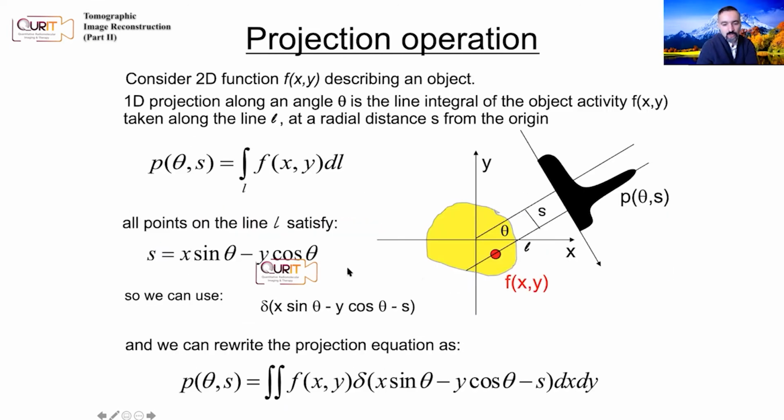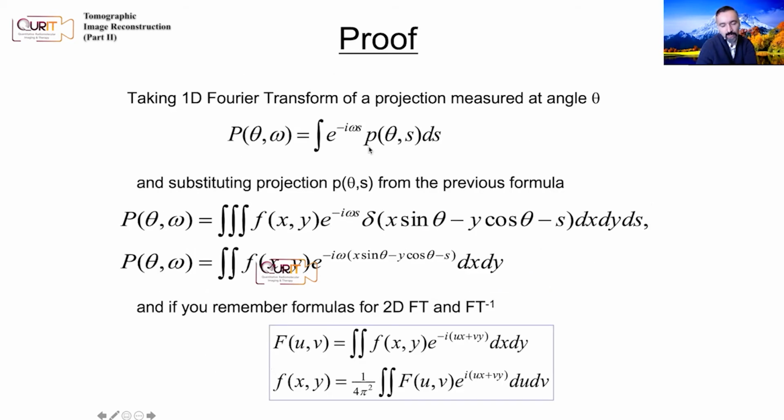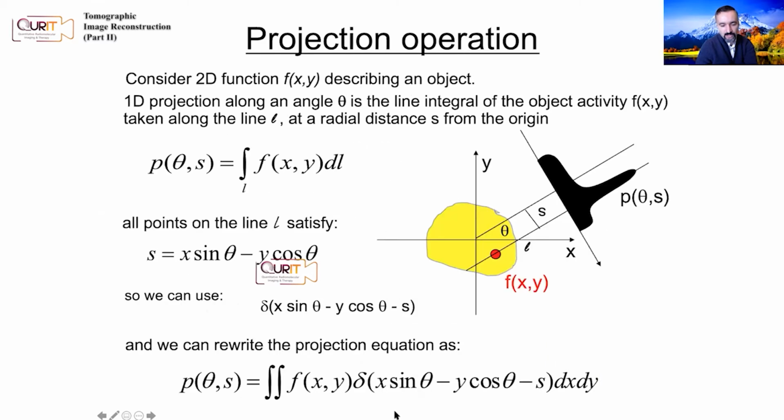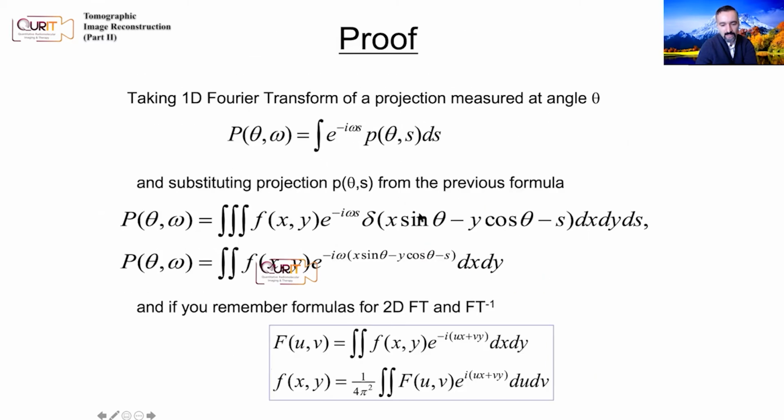This slide I already showed you before. Just look at this formula here. This is just the formula for the Radon transform. It is essentially the definition of what a projection means. Then, to quickly show you the proof, and you can go through it carefully on your own: take the 1D Fourier transform, make the substitution for the projection according to this formula, put this in here, move things around a little bit, and remember the formulas for the Fourier transform and the inverse Fourier transform.